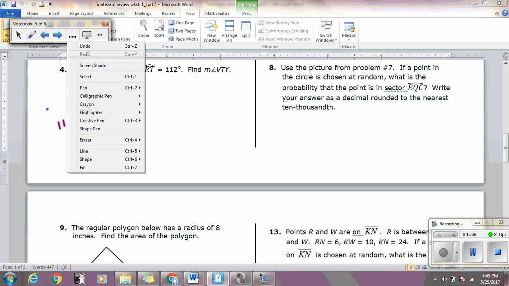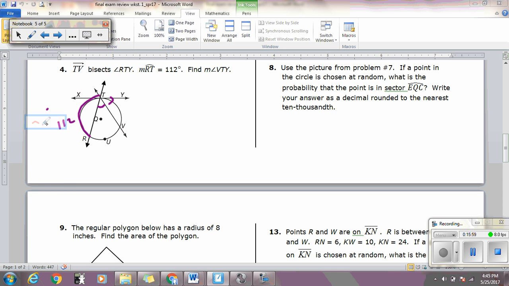That's our end goal. First things first, we need to find the measurement of angle XTR. Angle XTR is on the circle, and we talked about it early in the semester. When you have an angle on the circle, to find the measurement, you take the arc divided by 2. So this angle will equal 112 divided by 2, which gives us 56. And that formula is not on your chart, so you have to know this.